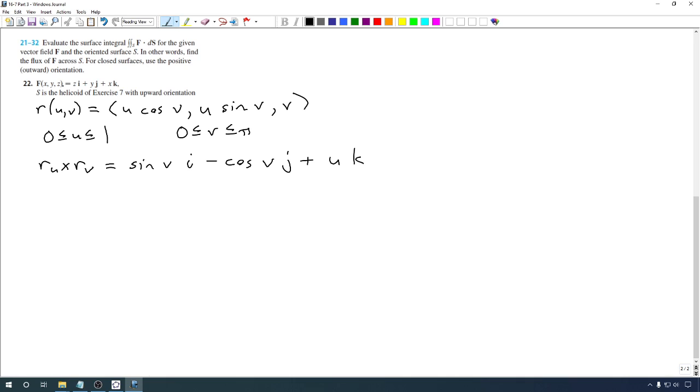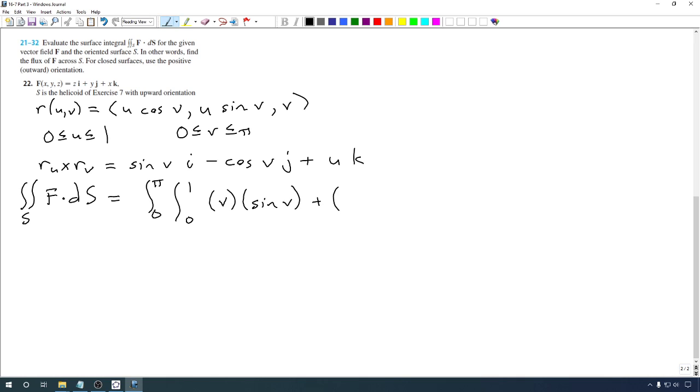Remember that we do have to replace the x, y, and z with our formulas in terms of u and v. So the integral over S of F dot dS is going to be the double integral, where we go from 0 to pi for v, 0 to 1 for u, we have z. Remember, z is v. That's our first component of F, but that's dotted with the first component of ru cross rv, so we're going to put a sine of v here.